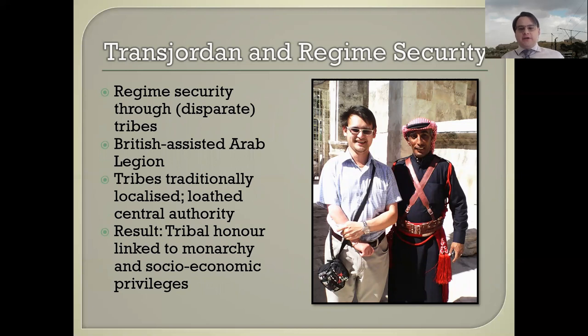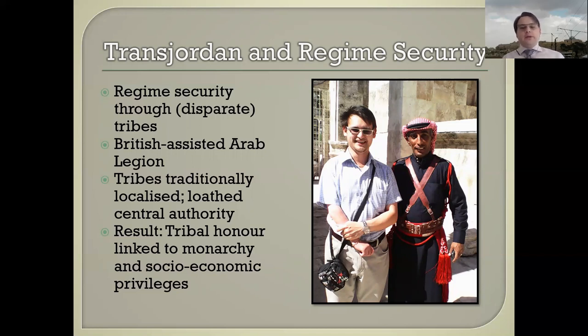So here, under Transjordan, nationalism wasn't necessarily about loyalty to the state, but more loyalty to monarchy. And this is very interesting because we see this concept of regime security across the Arab world. Here we had disparate tribes who were willing to work together to protect the regime or protect the monarchy in exchange for privileges, cash, public sector employment that continues to this day, but also religion. And that's something which I might deal with in more detail in other lectures.